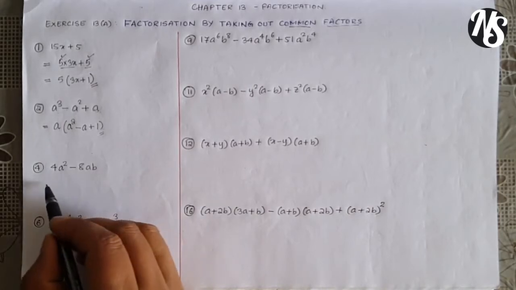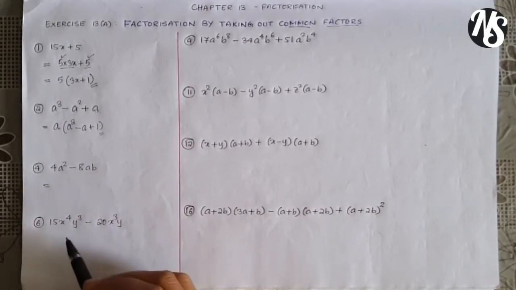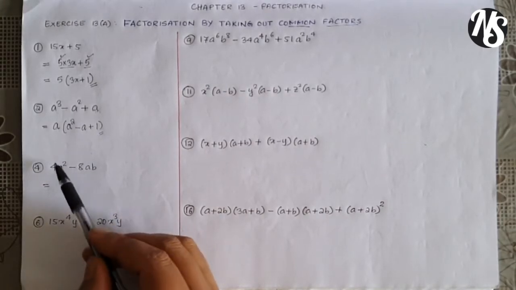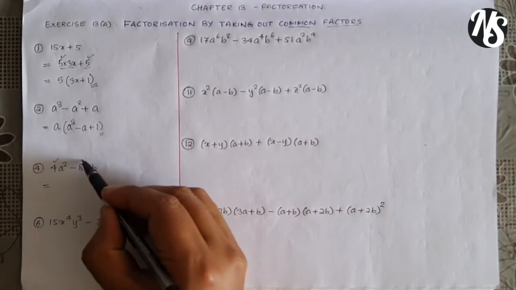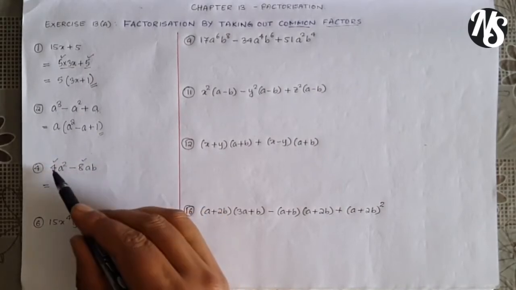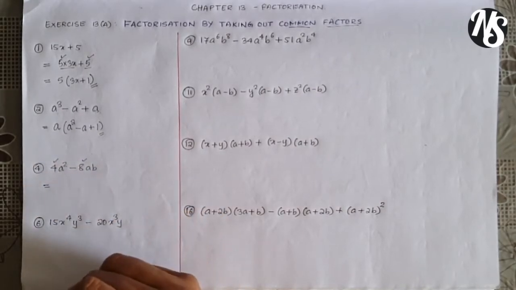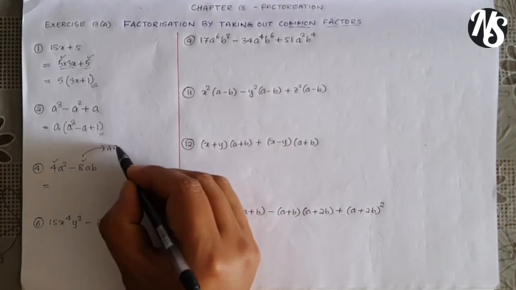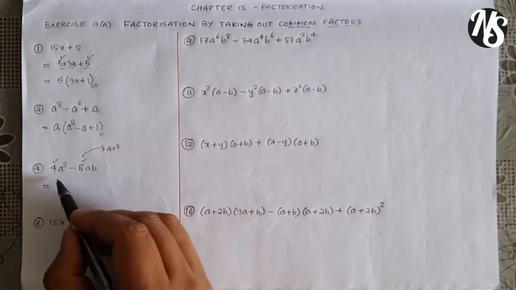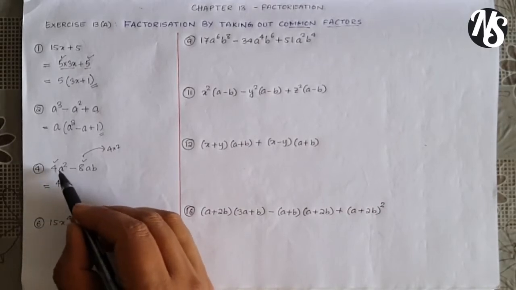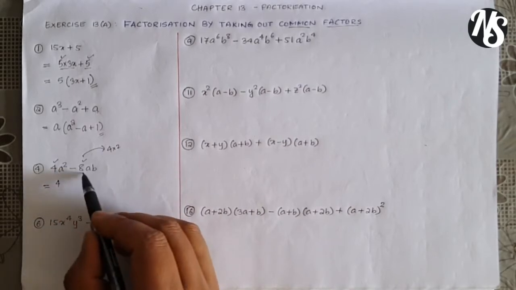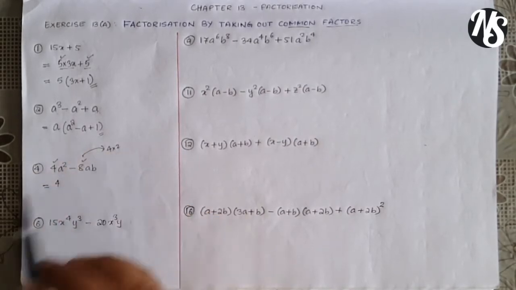Let's see this one now. In this question, let's have a look at the numbers: 4 and 8. Now, does 8 contain 4 or not? Yes, because 8 can be written as 4 into 2. So if you take 4 common, 4 can be taken outside because 8 can be written as 4 into 2.